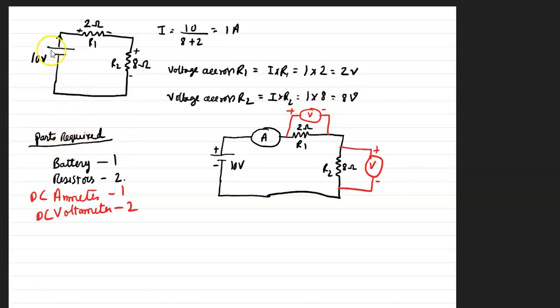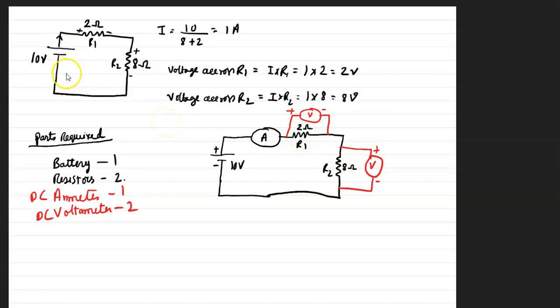The parts you require to build the circuit are a battery source and 2 resistors. Because we want to find the current and the voltage using the Proteus software, you also need 1 ammeter and 2 voltmeters. And this is how we are going to connect the ammeter, which is in series, and the 2 voltmeters across these 2 resistors.